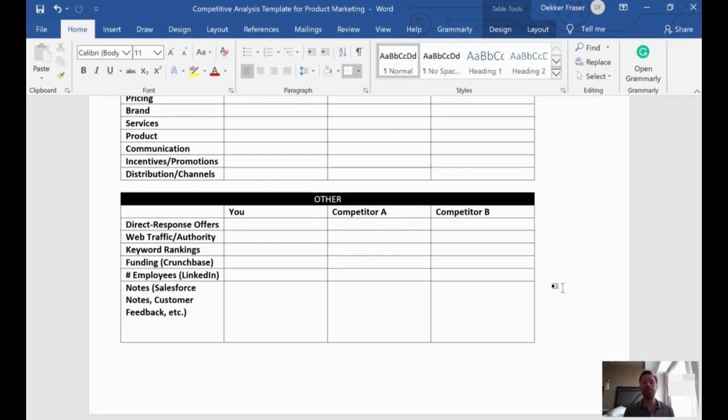Another thing that gives you a sense of size isn't just the funding, but also the number of employees. And I find that LinkedIn is one of the most reliable, up-to-date ways to get this. And the last thing I like to do is just have general notes.